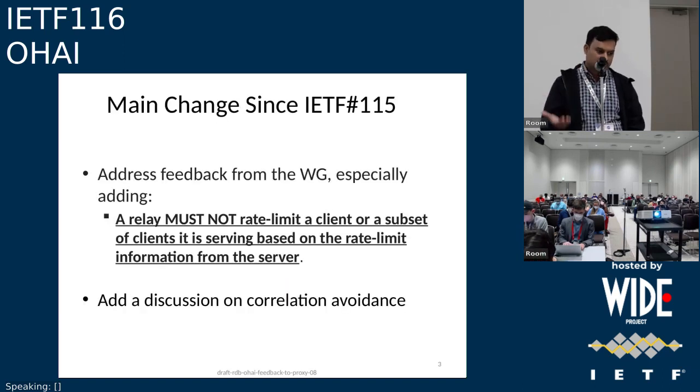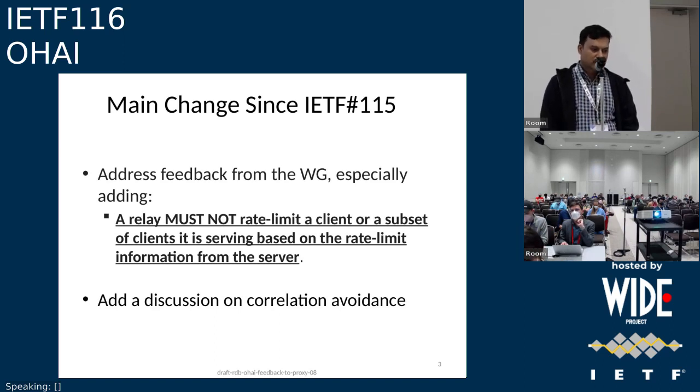One of the major pieces of feedback we got when we presented this draft at the last session was not to do any rate limiting for a client or subset of the clients, even with all the mechanisms that we had, because that could possibly be misused by a malicious target. So we have now removed all those mechanisms which discussed rate limiting a client or subset of clients. It now talks about rate limiting all the clients, and we have used normative language to say that the relay is not supposed to rate limit a client or a subset of the clients.